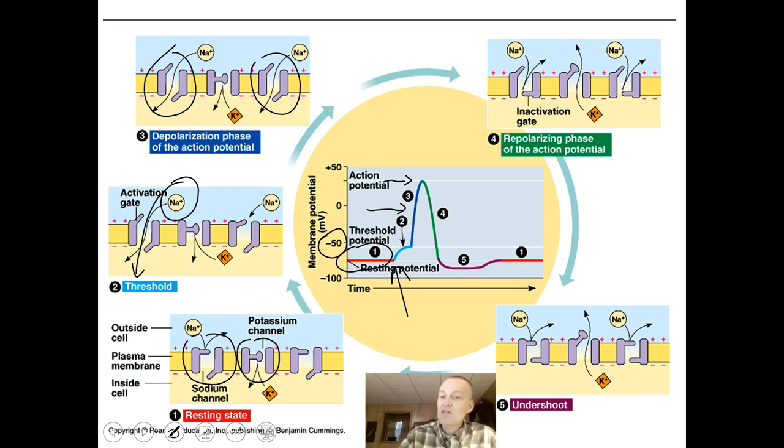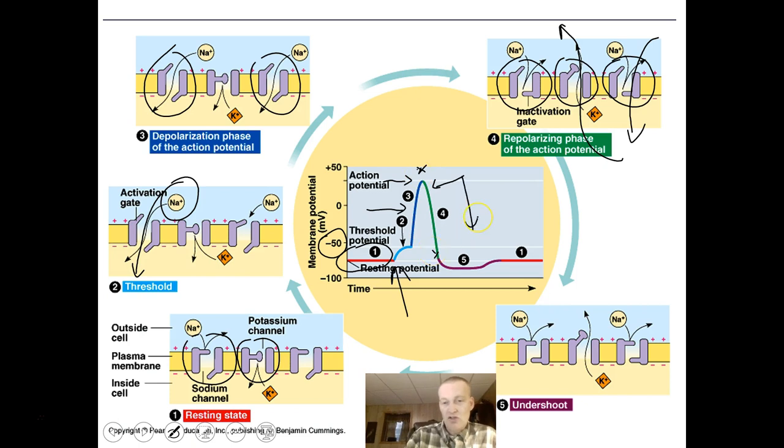When we shut down the voltage-gated sodium channels and open the voltage-gated potassium channels, notice that positive charge is no longer flowing in, but positive charge is flowing out, and that's going to cause a repolarization to occur. So we're going from being positive to becoming negative again. That's called repolarization. And if those voltage-gated potassium channels remain open for a period of time, we will get a hyperpolarization. That is, we'll go below negative 70 millivolts.